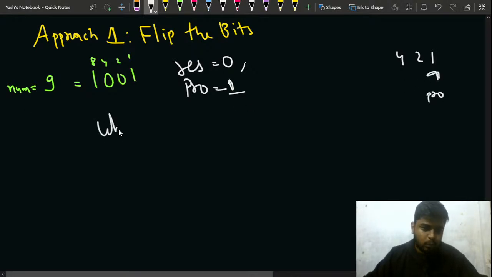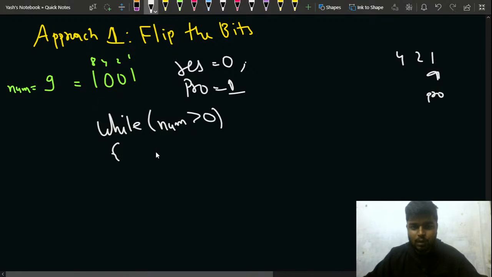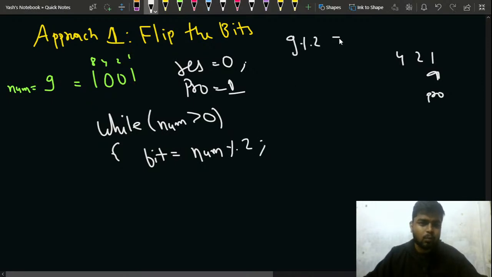After that, while my number is greater than 0, or not equal to 0, you can say, I will check the current bit. My current bit will be nothing but number mod 2. That means 9 mod 2 will give me what? 1. It gives me 1.